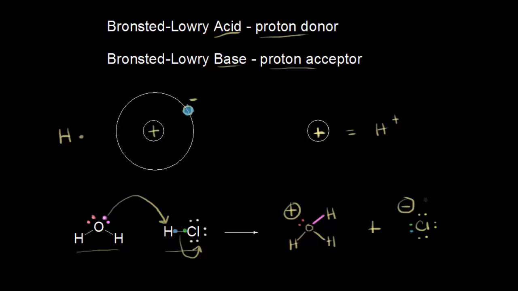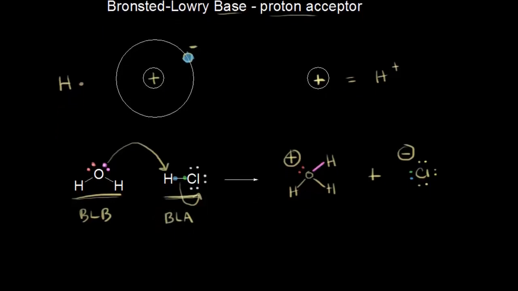And so let's identify our Bronsted-Lowry acid and our Bronsted-Lowry base for this reaction. So let's go back over here and see what happened. So the H2O, the water, acted as a proton acceptor. It accepted a proton from HCl. So water would be our Bronsted-Lowry base. And HCl donated a proton to water, so HCl would therefore be our Bronsted-Lowry acid.